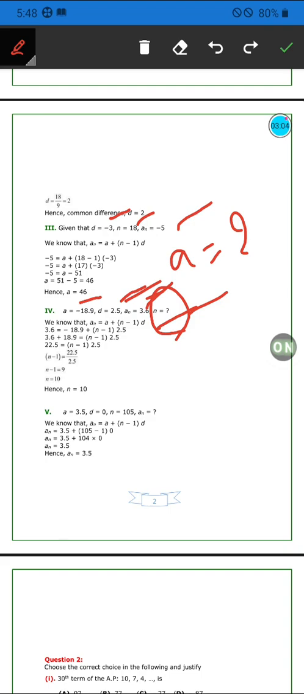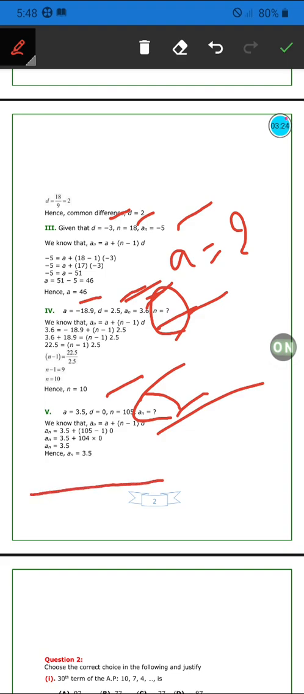Okay. Fifth question, a is equal to 3.5. a is the first term and d is 0. The common difference is 0, and the number of terms is 105. The last term an is not given, so we have to find an using the same formula. Put the values of a, d, n. You get the last term as 3.5.